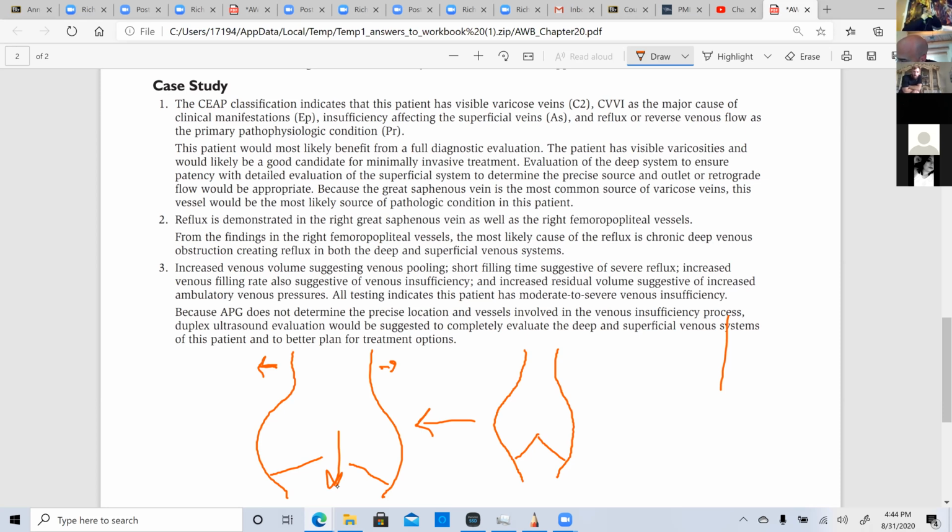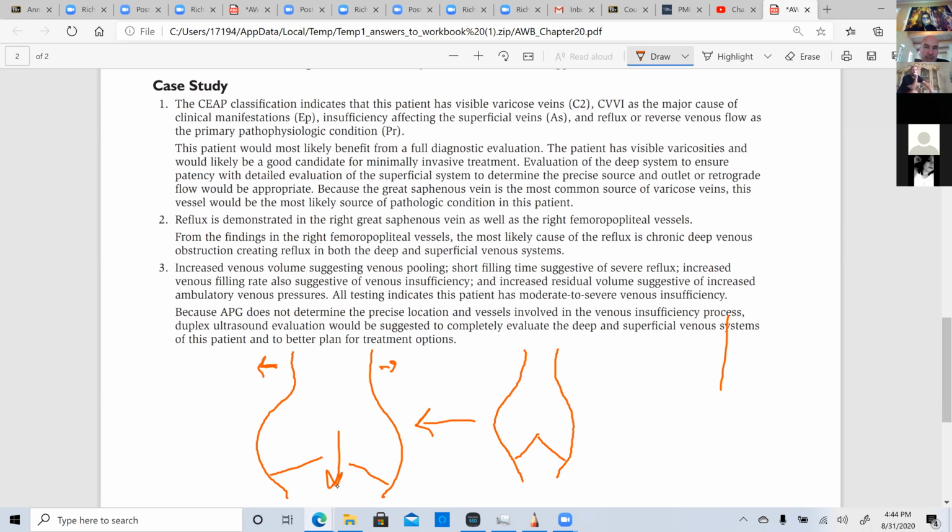Venous volume, 200. Venous filling time, 10 seconds. That's pretty fast. I know that. Venous filling rate, 2.5 milliliters per second. Probably fast or large. Residual volume percentage. In other words, it's volume that doesn't quite leave. That's bad too. What do these results suggest?